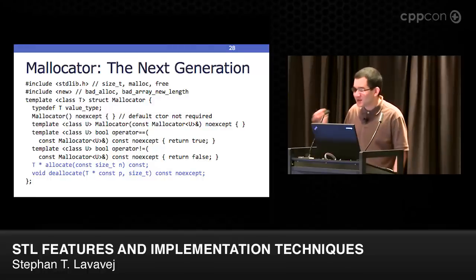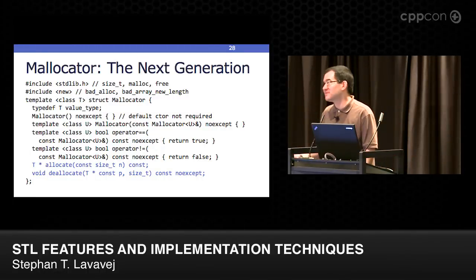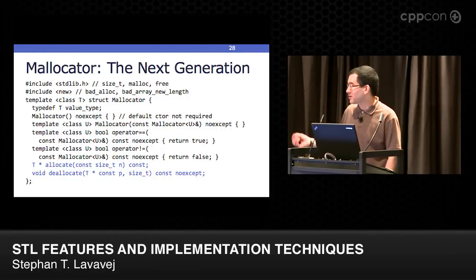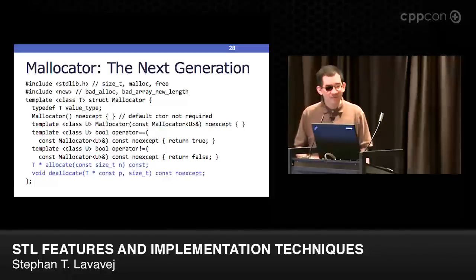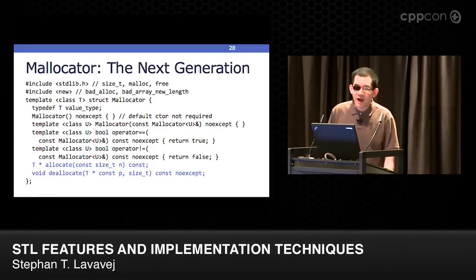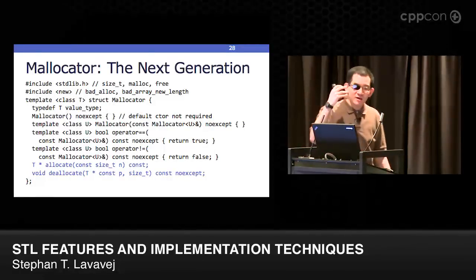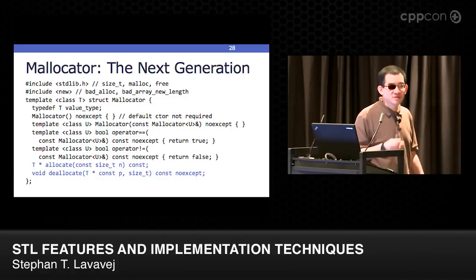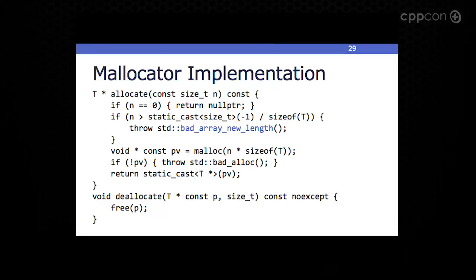It still needs a tiny bit of boilerplate. You need to provide a typedef saying what its value type is. You need operator equal equal and not equal. And of course, you need to be able to construct the thing. But you can actually focus the allocator down just to the allocate and deallocate functions once you've gotten that tiny bit of boilerplate out of the way. And then implementing allocate and deallocate is the same as usual.